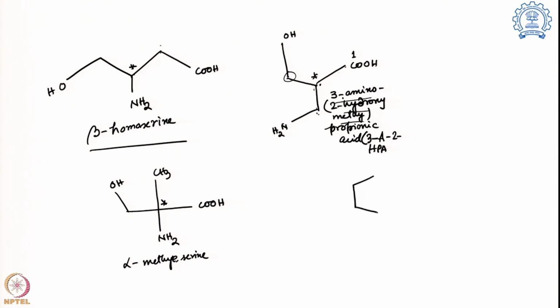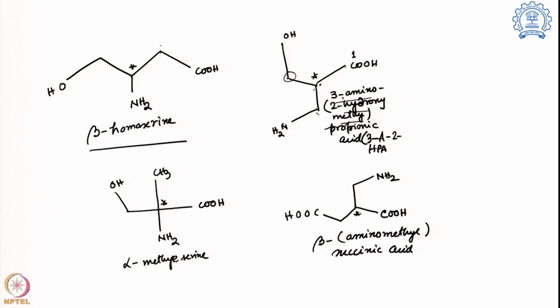And then comes this one: a carboxylic acid group, then we have an NH2 group over here, and there is another carboxylic acid group. So, this is a version of succinic acid, and the name of that is beta-aminomethylsuccinic acid. And over here this is an alpha carbon.